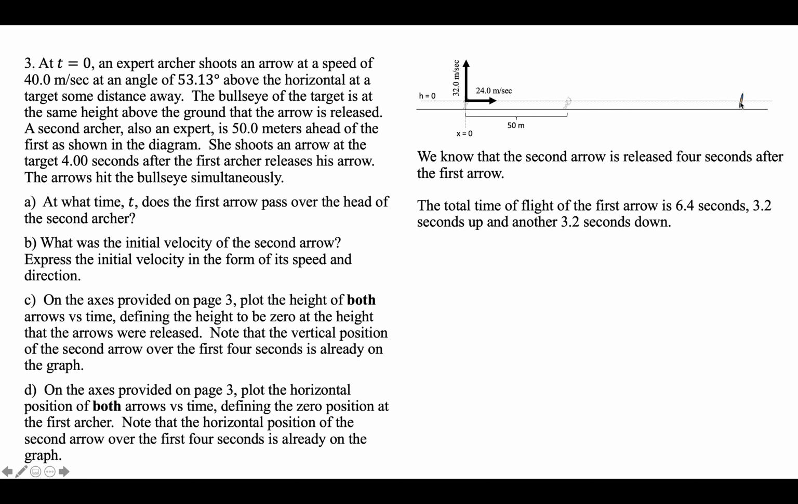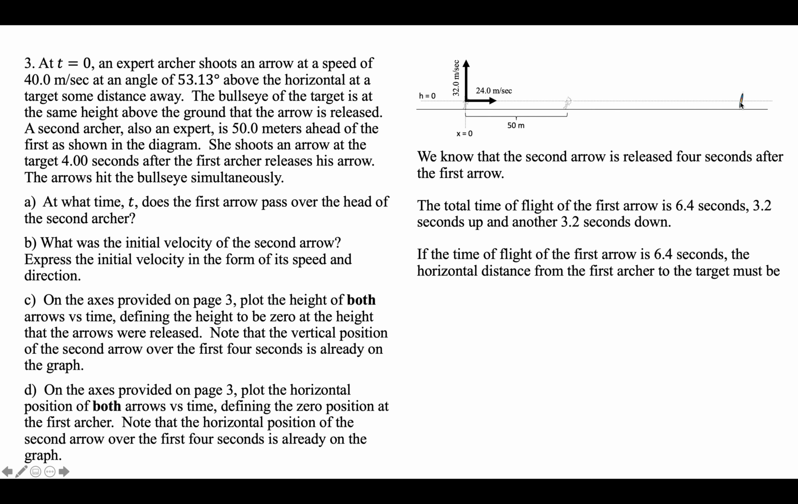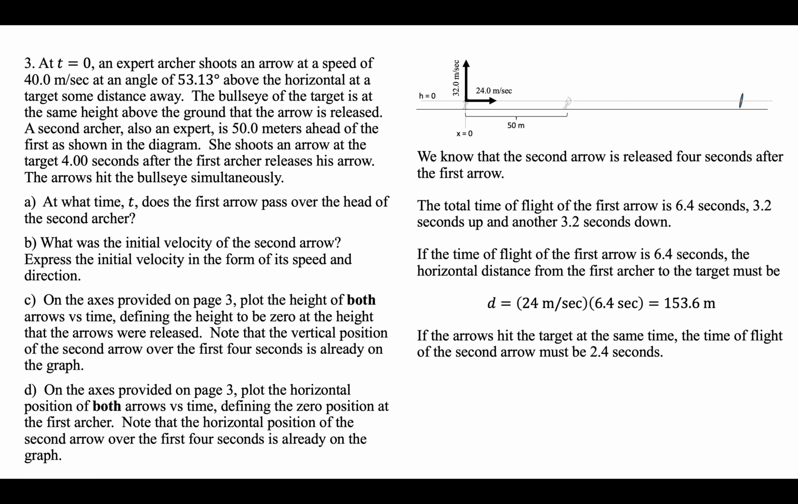We can calculate how far away the target is. 6.4 seconds, 24 meters every second. It's 153.6 meters. So the distance from the first archer to the target is 153.6 meters. If the arrow hits the target at the same time, and the second arrow is released 4 seconds after the first arrow, the time of flight of the second arrow must be 2.4 seconds.